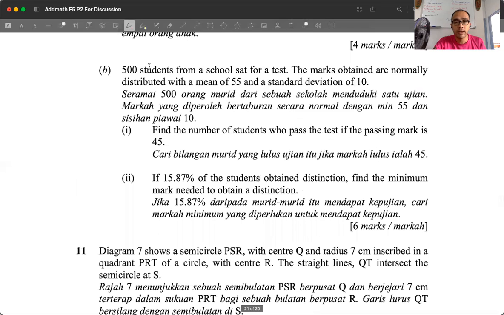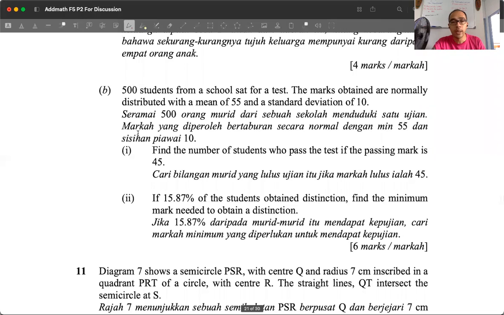So 500 students from a school sat for a test. The marks obtained are normally distributed, so we know that this is normal distribution, with a mean of 55 and a standard deviation of 10. So this is mu and this is sigma. Find the number of students who pass if the passing mark is 45. So the marks, this is X. Okay, so X is 45.